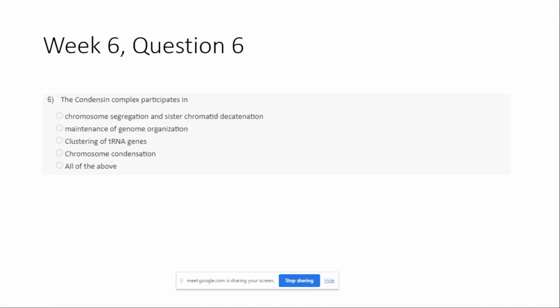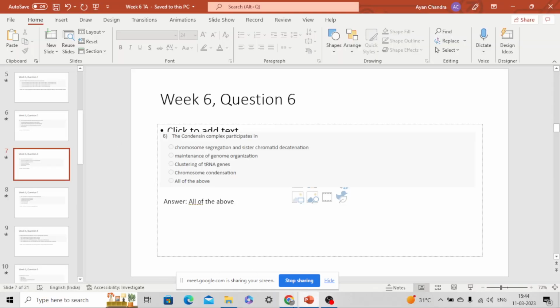Third is clustering of tRNA genes. It is also true, because see, just a minute. I think someone is there. I will continue.